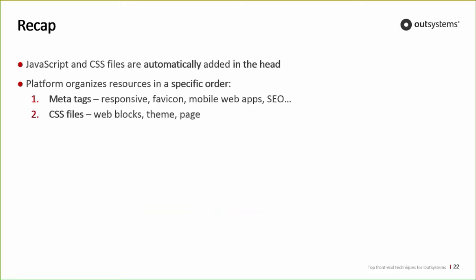Then we have the CSS files, all of the CSS files that will be used by the application. So CSS from the web blocks, the theme, and the page. And finally, we have all of the JavaScript files, meaning the eSpace, the web blocks, and the page.